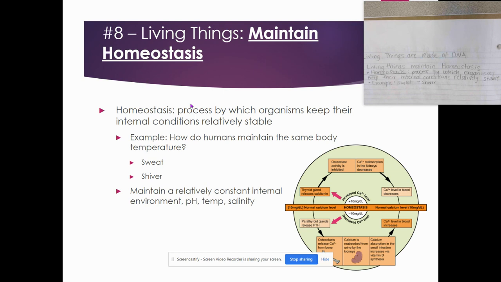So how do we maintain the same body temperature? We sweat when we're really hot and it helps cool us off. And we shiver when we're cold to help warm us up. So those are 2 examples. Other examples of homeostasis are a constant internal temperature, your pH, and salinity, how salty your body is. These are all going to help do that.